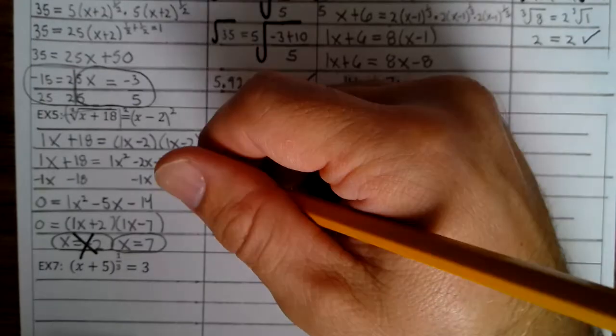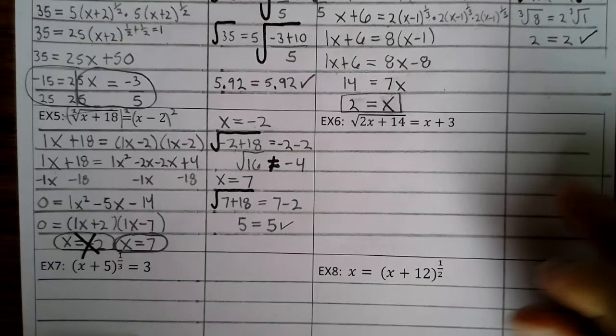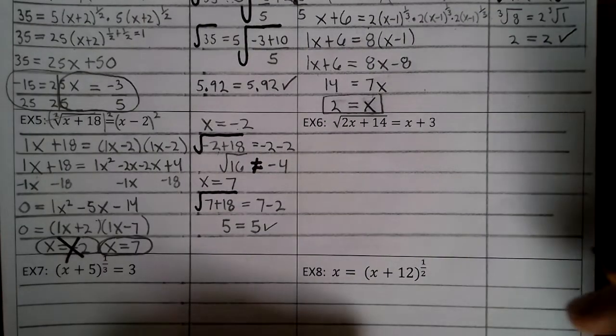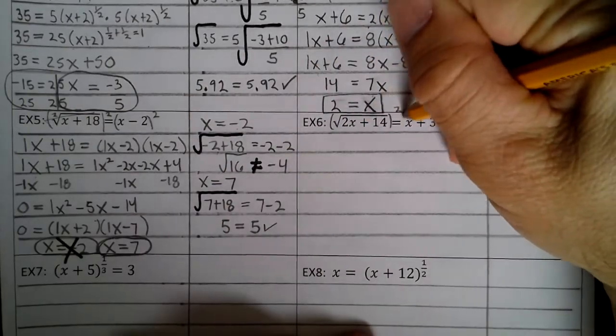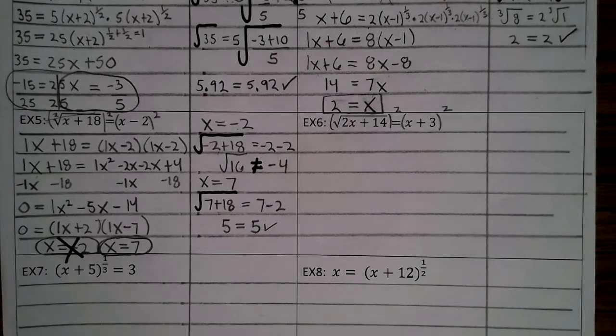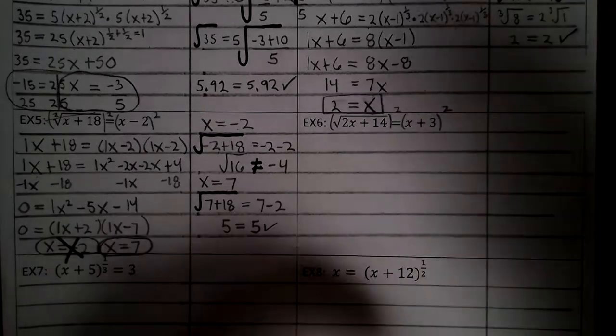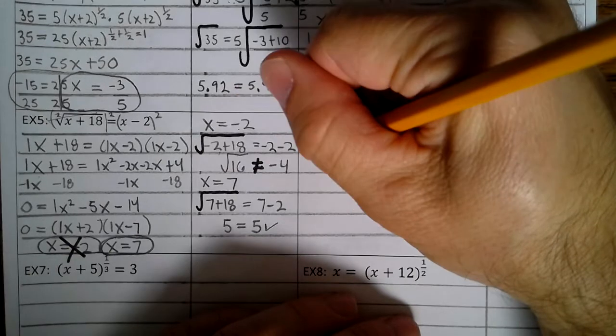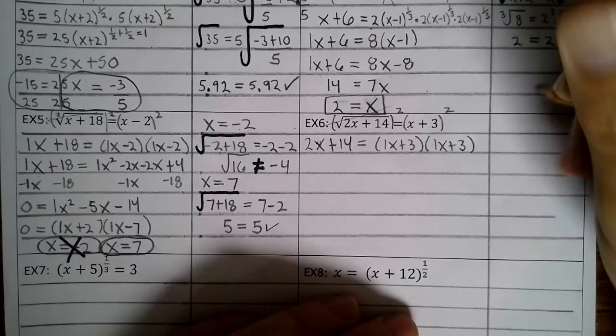All right, example 6. So now we square both sides. So then that becomes power 1. You're left with 2x plus 14 equals 1x plus 3 times 1x plus 3. So then we don't do anything with this yet. We need to FOIL the right side. So 1x times 1x is 1x squared plus 3x plus 3x plus 9.